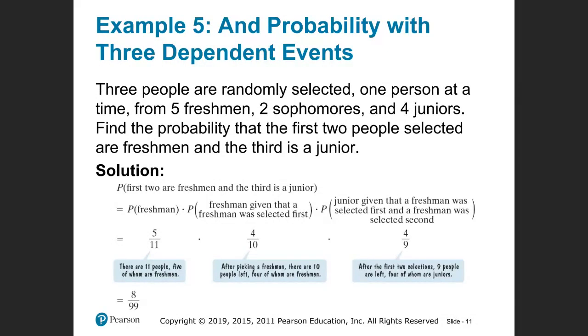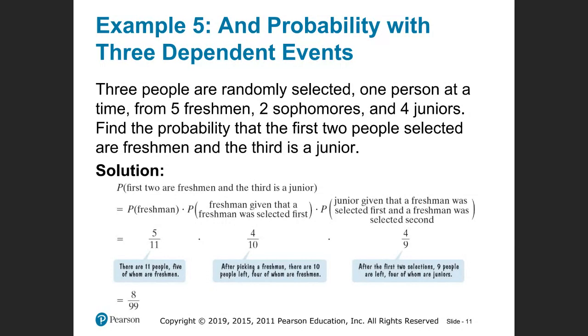Now we're moving to 3 dependent events. 3 people are randomly selected, 1 person at a time, from 5 freshmen, 2 sophomores, and 4 juniors. Find the probability that the first 2 people selected are freshmen and the third is a junior. That's what we're looking for.